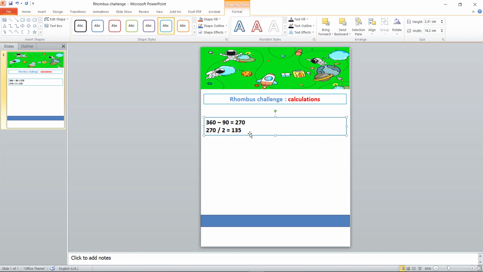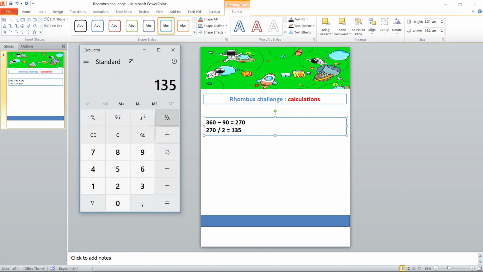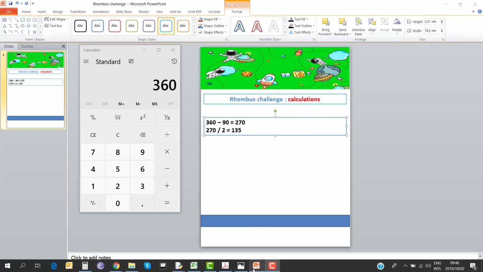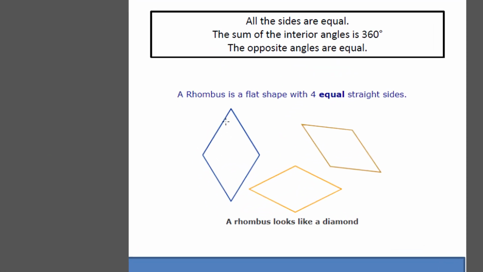So that's 135 degrees. If you go and add this up just to make sure, we said it's 135 degrees times 2 for the two bigger angles. That's 270 degrees plus 90 degrees for the two smaller angles. And that gives us 360 degrees. So now we know what our angles are supposed to be. Okay, so we said our smaller, our acute angles are supposed to be 45 degrees each. And so these angles over here are going to be 135 degrees each. So now we can go and code our rhombus.